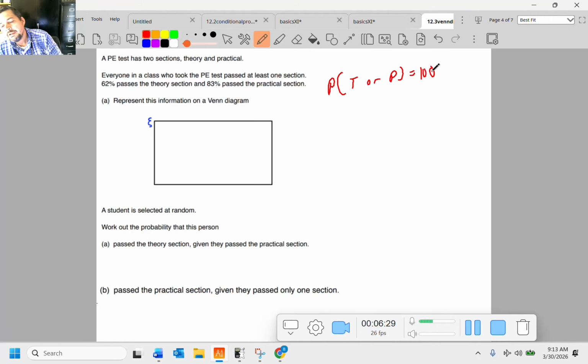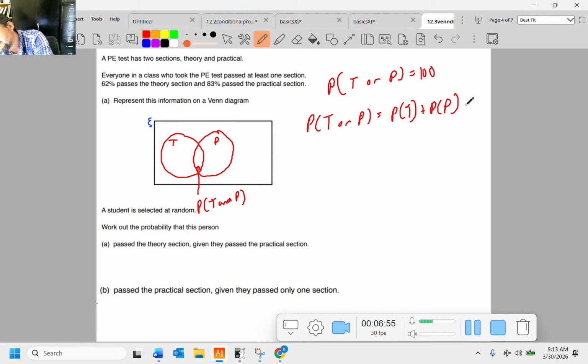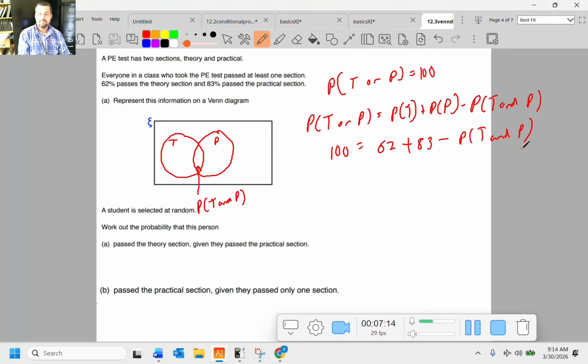But this is a formula to help me get it. The probability of theory or practical is going to be the probability of theory plus the probability of practical, take away the probability of theory and practical. And it's known to be 100, so I'm going to put 100 there. 62% pass theory, 83% pass practical, and then I've got this overlap, this shared space in between.